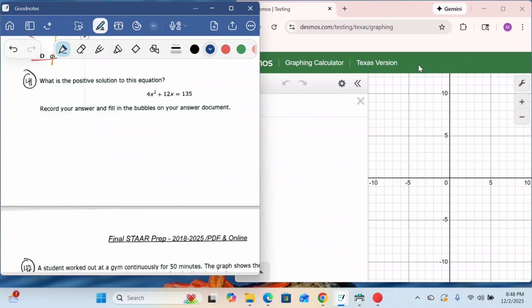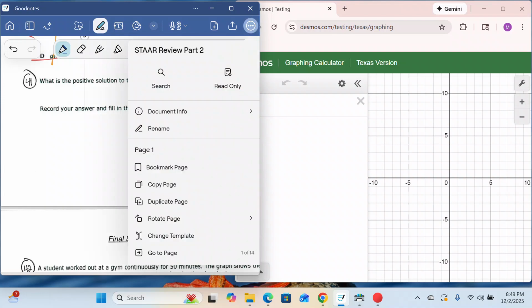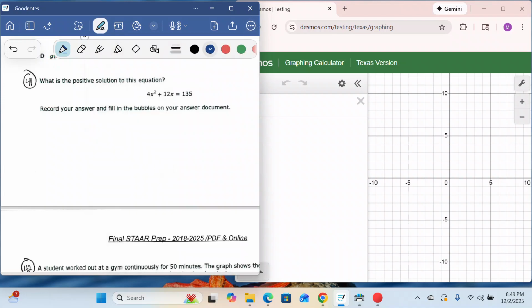What is a positive solution to this equation? So we have 4x squared plus 12x equals 135. Now, I want to draw your attention to this right here. This is not a Desmos friendly equation. So the way I would make this into a Desmos friendly equation is, let me go ahead and clear it.